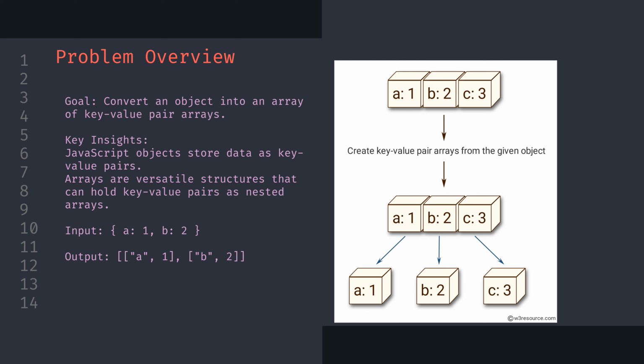The problem involves taking an object which stores data in key-value pairs and transforming it into an array where each key-value pair becomes a nested array. For example, the object {A: 1, B: 2} becomes the array [[A, 1], [B, 2]]. This transformation simplifies working with object data in array-focused operations.